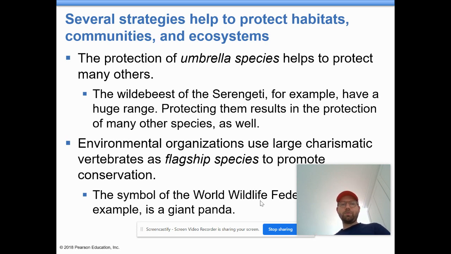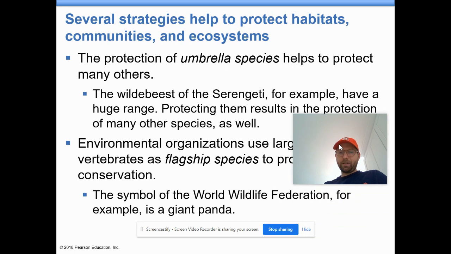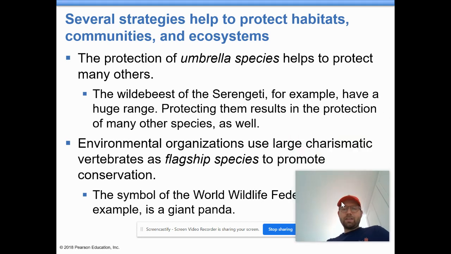And then flagship species, the classic example is the giant panda of the World Wildlife Federation. The WWF uses that as a symbol to help rally funding and government support for the protection of these animals. So there are certain animals, as you can probably guess, the elephant, the panda, the tiger. These are classic animals that are emblematic of conservation.